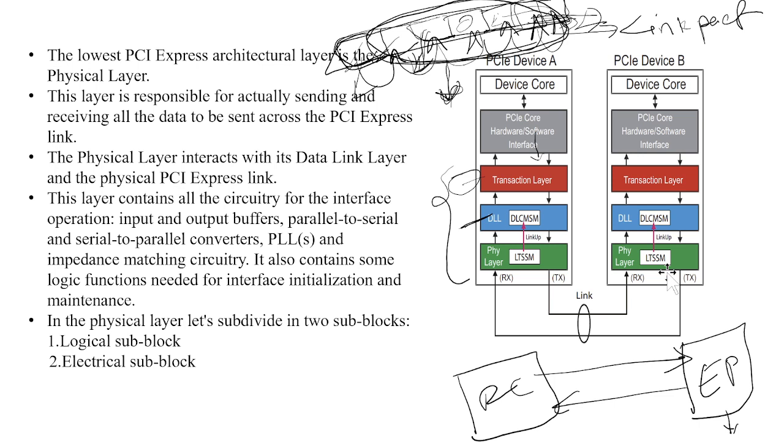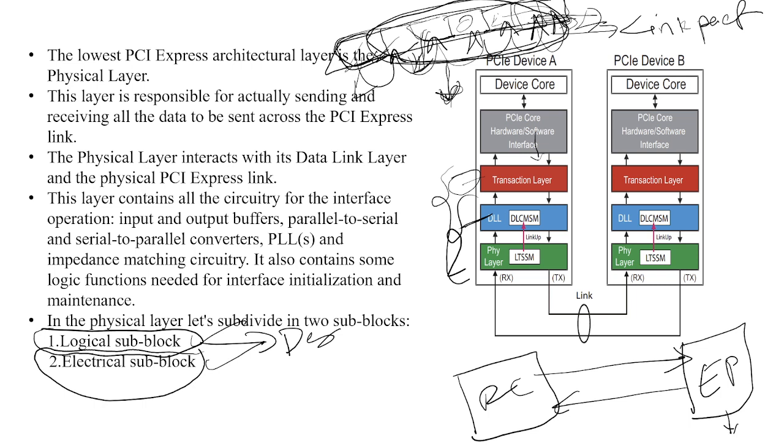Let's discuss the physical layer. One point is adding the framing tokens. One more point: in the physical layer we have mainly two parts, the logical subblock and the electrical subblock. The logical subblock is taken care of by digital design engineers. The electrical subblock is taken care of by the SerDes team, the electrical engineers.